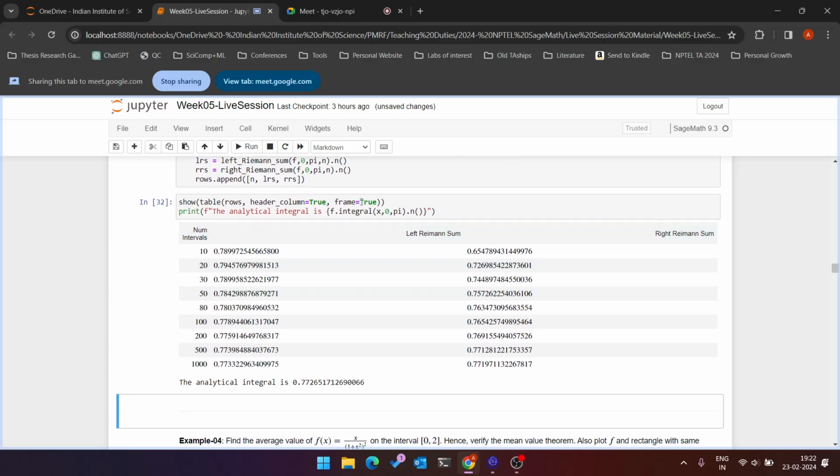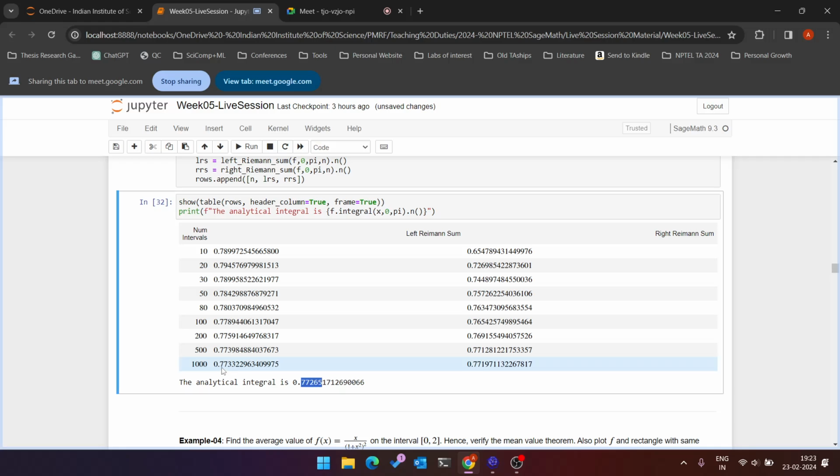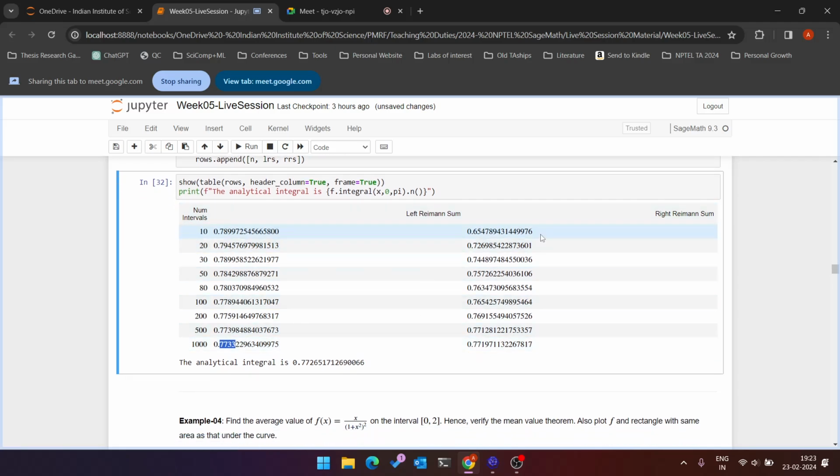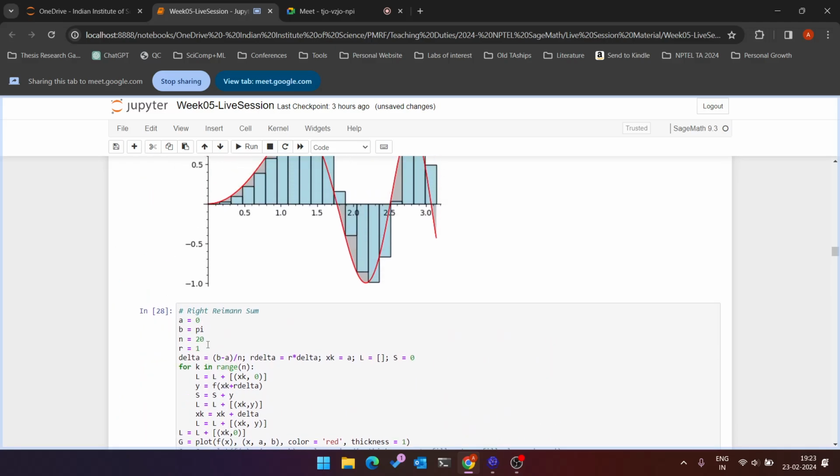So I'm doing two things. First, I'm printing the table, and second, I'm calculating the integral using the analytical method. That gives me a value of 0.7726. My left and right Riemann sums give, after 1000 bins, values of 0.7733 and 0.7719. You can see that it's becoming more and more accurate as we increase the number of intervals. So straightforward.